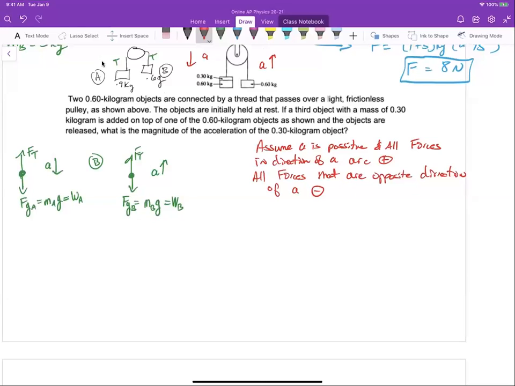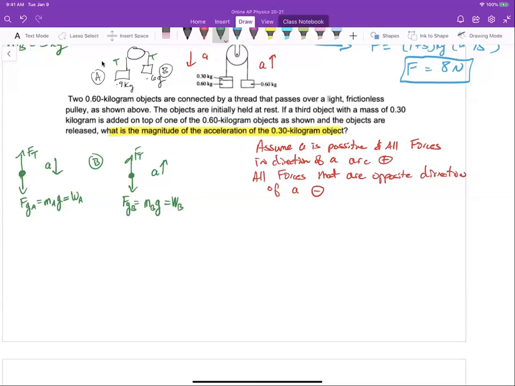Okay, so what are we trying to find? We are trying to find the magnitude of the acceleration of the 0.3 kilogram object. Isn't the acceleration of all the objects the same? So we're just going to find acceleration because every single one of these objects are accelerating at the same magnitude. So we're going to apply Newton's second law across A and B, and we are going to write our equations and go from there.